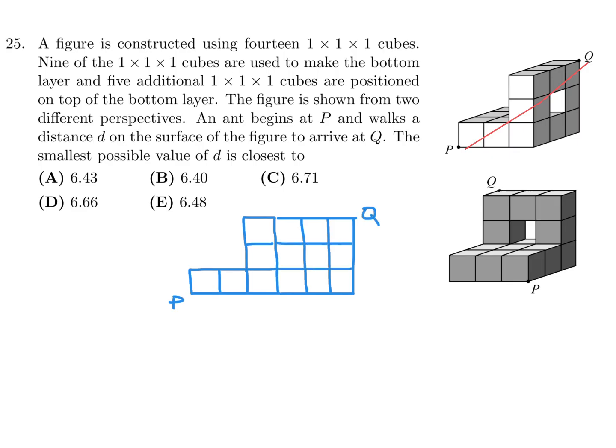And this is Q here. So really all I'm doing is I'm basically saying just take a straight line from P all the way to Q, and there you go, you're all done. And then you'd calculate that fairly easily with Pythagoras.